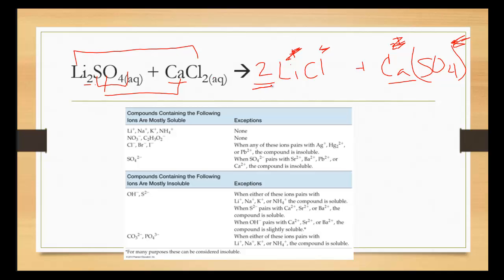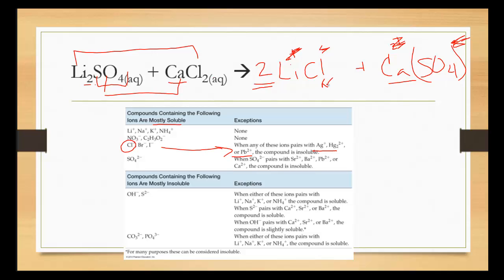Now let's look at the letters: solid, liquid, gas, or aqueous. Alright, so LiCl, here's chlorine. It's soluble except for when it's with silver, mercury, or lead. While here we're with lithium, and so this is going to be aqueous because it's soluble.